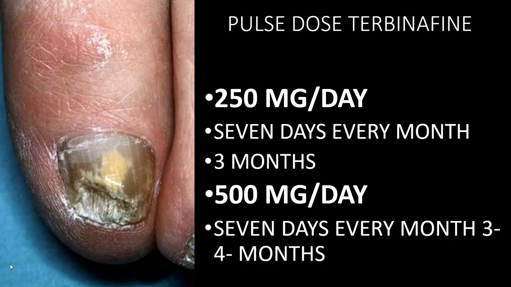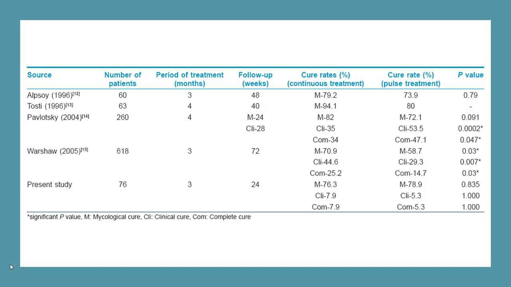Alternatives to daily terbinafine therapy include various pulse dose regimens, including, for example, 250 milligrams a day, 1 week on, 3 weeks off for 3 months, or the use of 500 milligrams daily, 1 week on, 3 weeks off for 3 to 4 months. And generally, pulse dosing has been shown to be effective, although slightly less so than daily dosing.